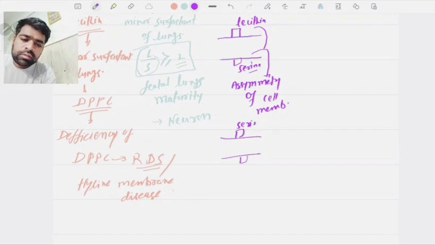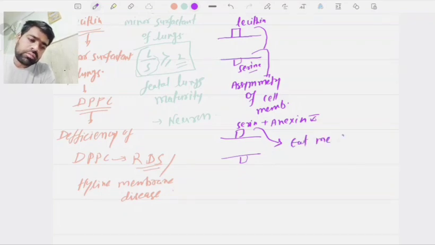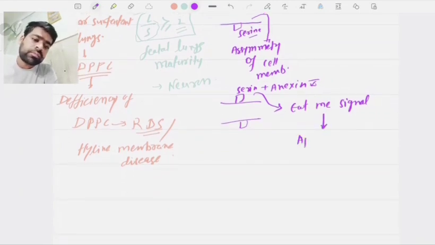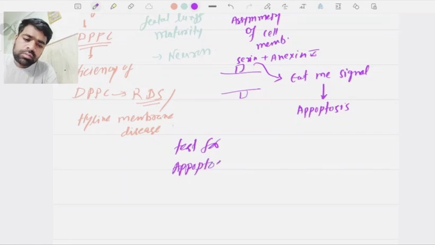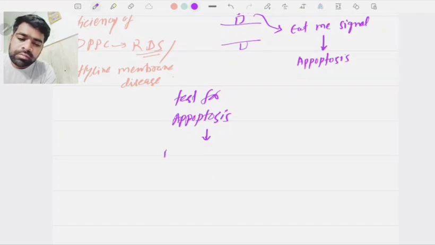Serine combines with annexin 5 and sends a signal. This signal is called the eat me signal and causes apoptosis. The test for apoptosis is annexin 5 staining.